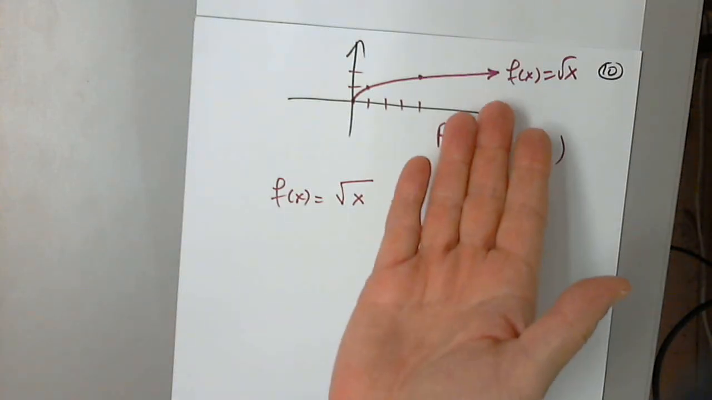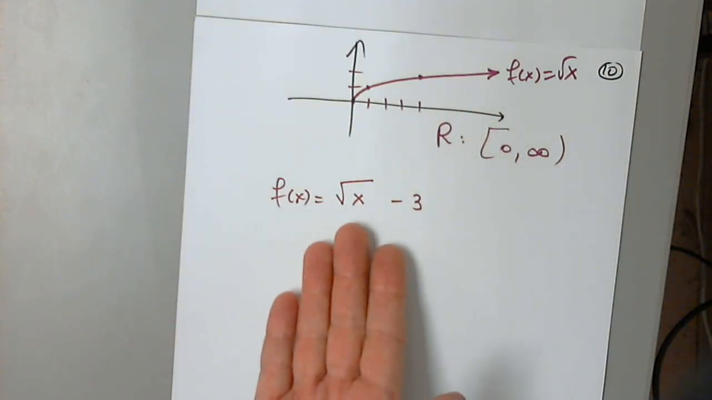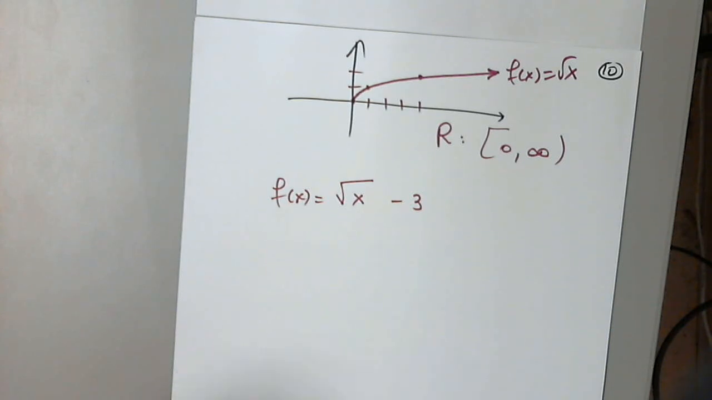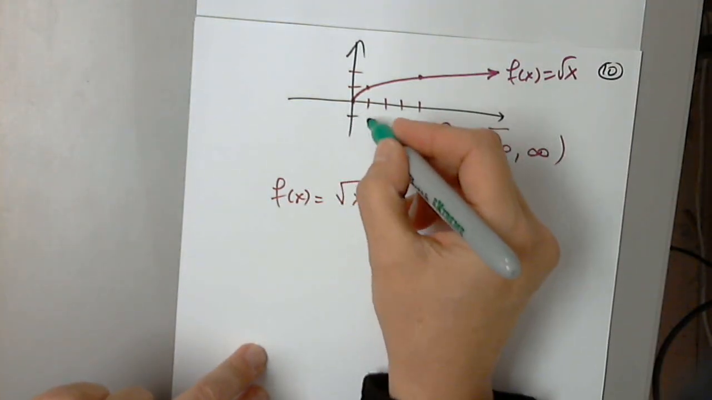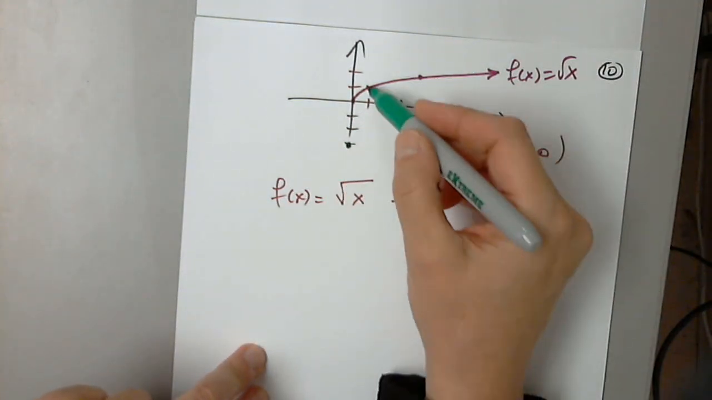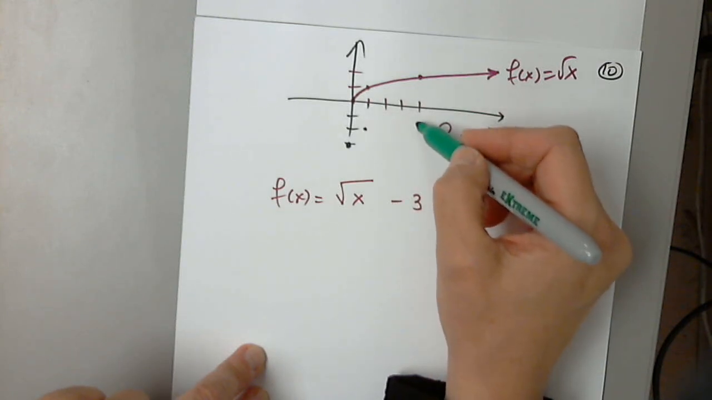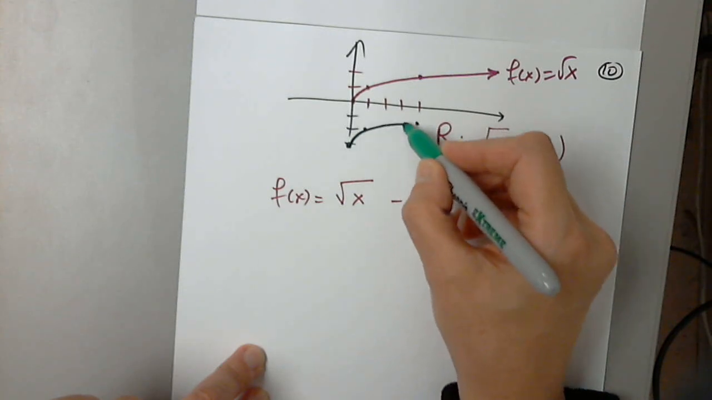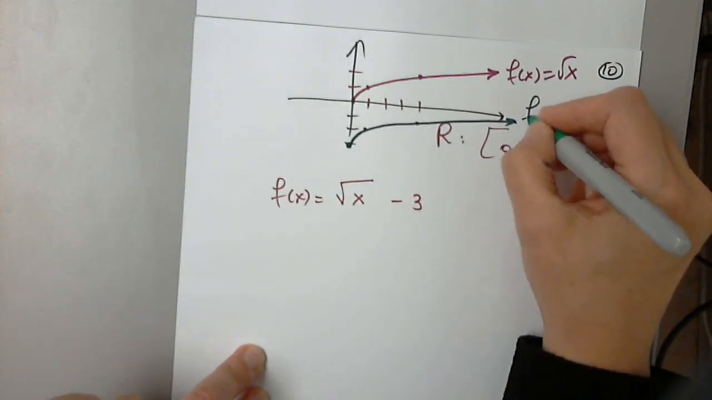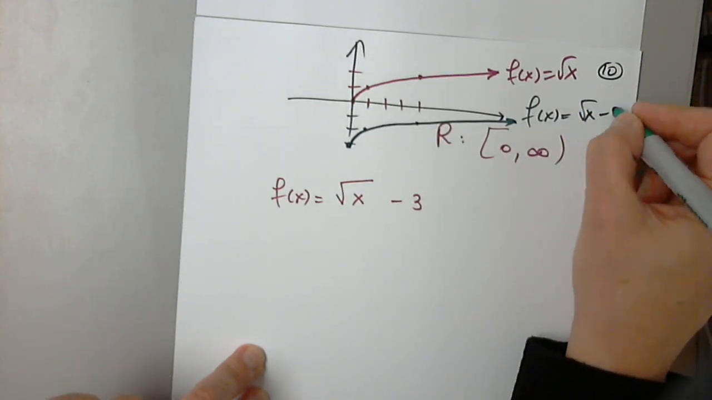So what did I do to the f of x? I shifted it where? Down 3. Very good. 1, 2, 3. So this goes 1, 2, 3. This goes 1, 2, 3. So here's the new graph, which is f of x, the square root of x minus 3.